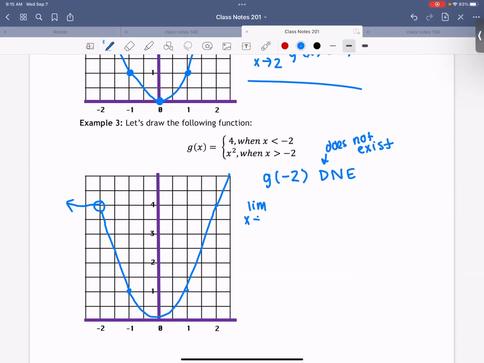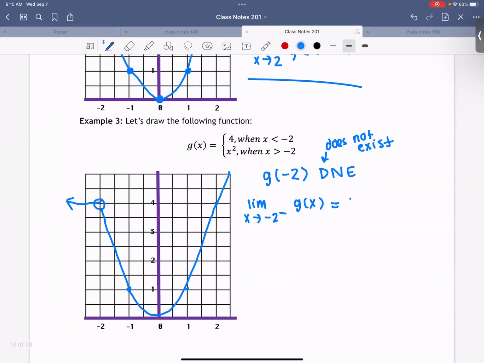Let's take the limit as x approaches -2 from the left of g of x. As I plug in x values close to -2 from the left-hand side, like -3 or -3.5, what are the y values approaching? 4, right? If I plug in -2.0001, I would get something really close to 4. I'm expecting the function to reach about 4 when I'm here, right? So this limit is 4. Even if our function isn't defined at -2, we still have a limit there.